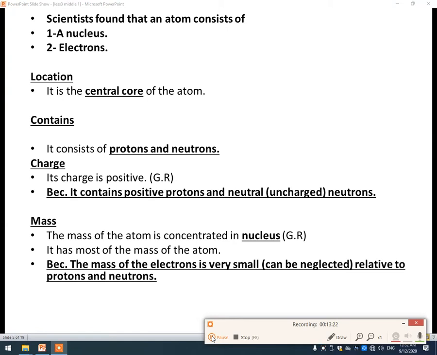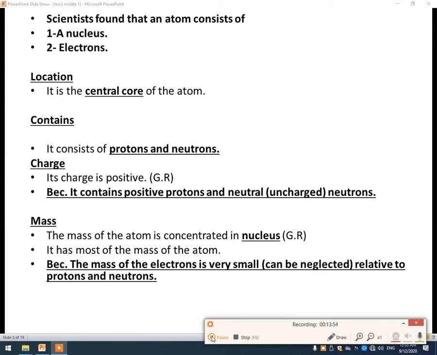So if you know that the protons are positive and the neutrons are neutral, which means nothing, I will ask you a question to test your intelligence. What is the charge of the whole nucleus? The nucleus, which consists of protons and neutrons. What is the charge of it?